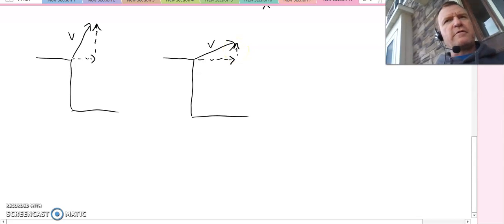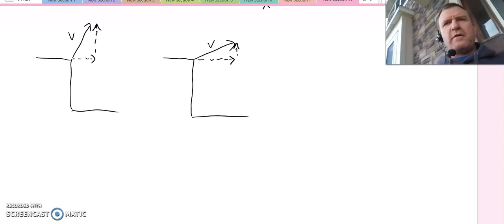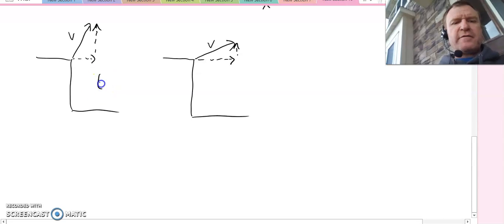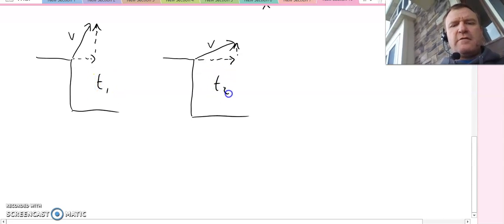So it's just like you throw two balls up in the air. One you throw at a very high speed, one you throw at a very low speed. Well, the one you throw with a higher speed is going to go higher. It's going to be in the air for a longer period of time, which is the case right here. So if I call this T1 and T2, in this case T1 will be greater than T2.